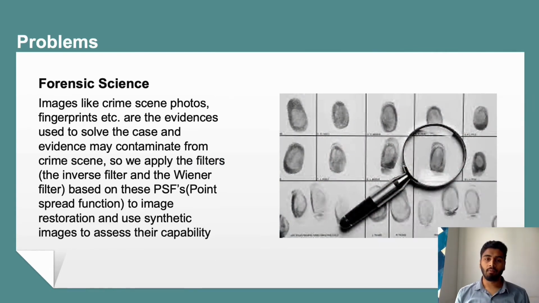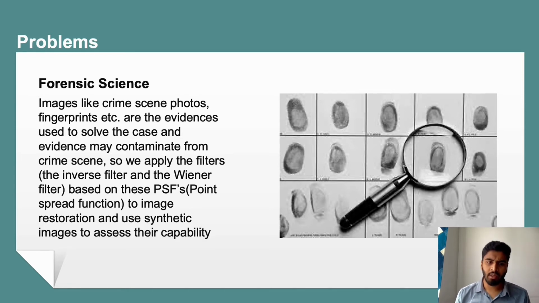The other major problem in which image restoration plays a main role is forensic science. Images in the crime scenes, the pictures and the fingerprints clicked in the crime scene are very important and need to be precise. So to solve the case fast, image restoration is used to get the proper evidence of the fingerprints in the pictures, and no contamination in the picture needs to be there.